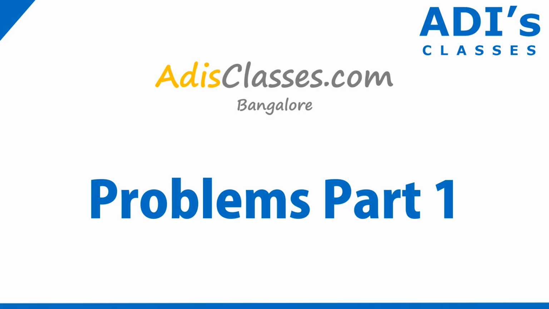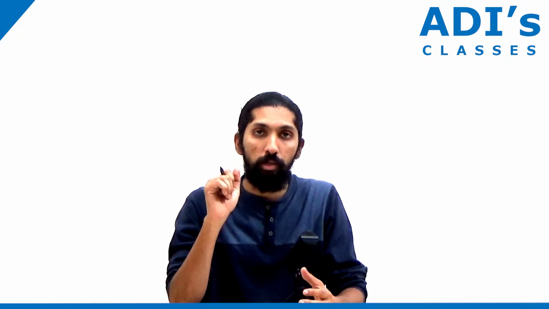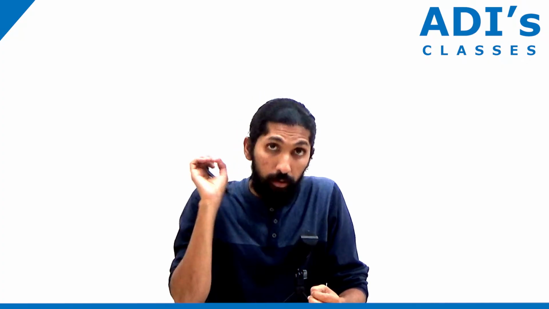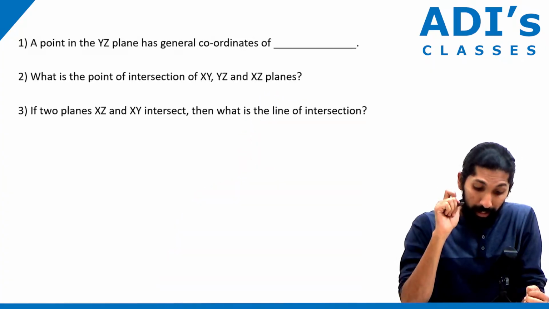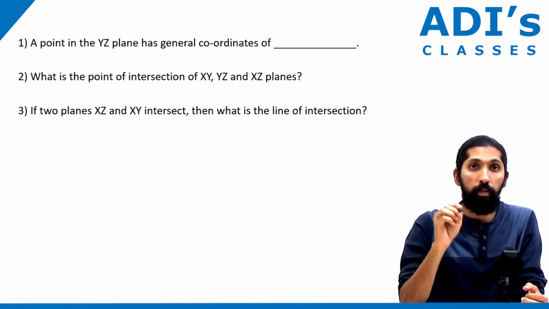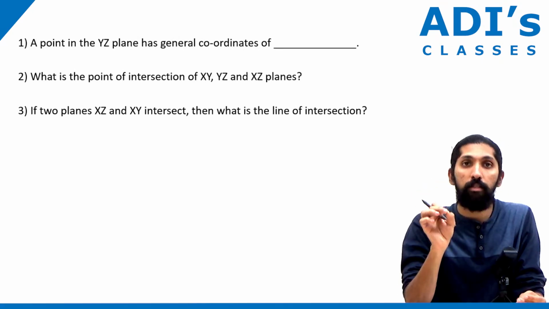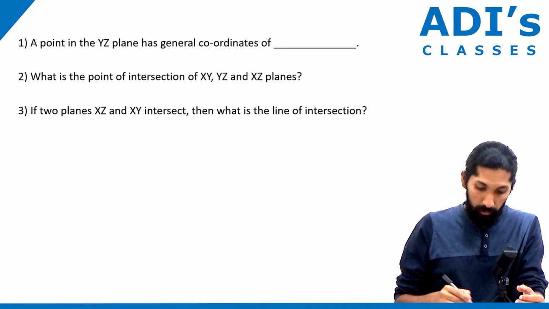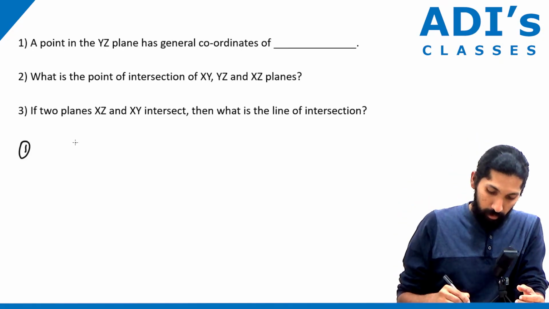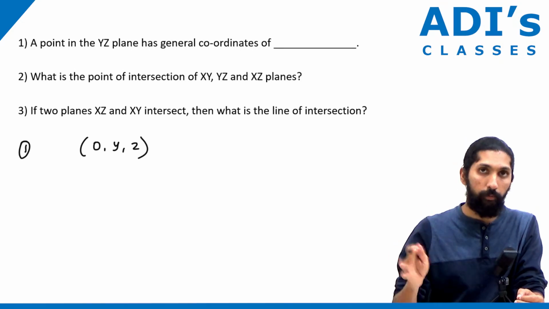Let's solve a few problems based on whatever we have learned. In the first set of problems, you're going to look at a few basic questions. Look at the first one: a point in the YZ plane has general coordinates of dash. Anything in the YZ plane, the X coordinate is going to become 0, correct? So for the first one, the answer is going to be 0, comma Y, comma Z. Very simple.